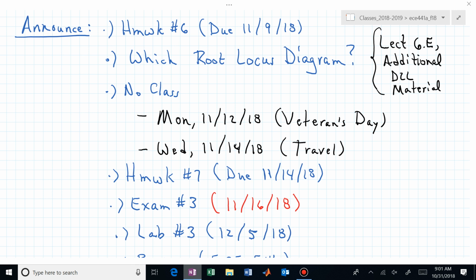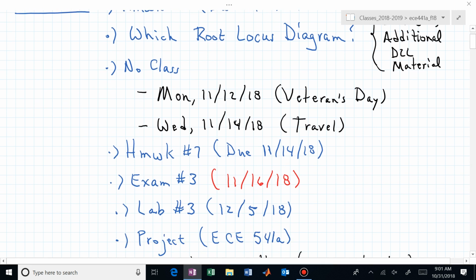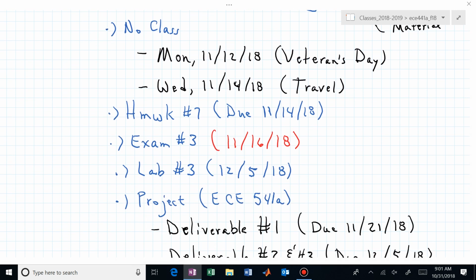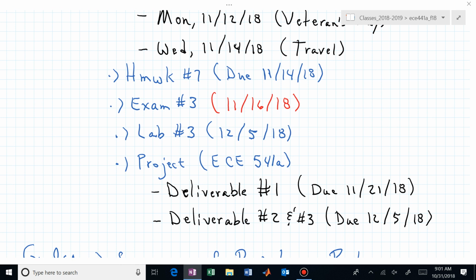We will not have class on Veterans Day, which is the 12th of November. The following Wednesday we will not be meeting in class, but stay tuned to D2L. You'll probably be getting material for that, and then exam number 3 is that Friday. But the day we do not have class, that Wednesday, homework 7 is due. You have 2 homeworks, homework 6 and homework 7, that are due, and that will be the contents of exam number 3, which is on a Friday, the 16th of November.